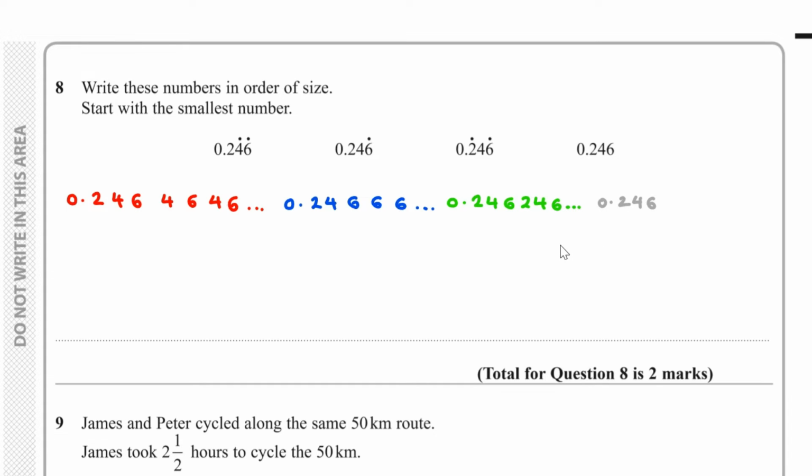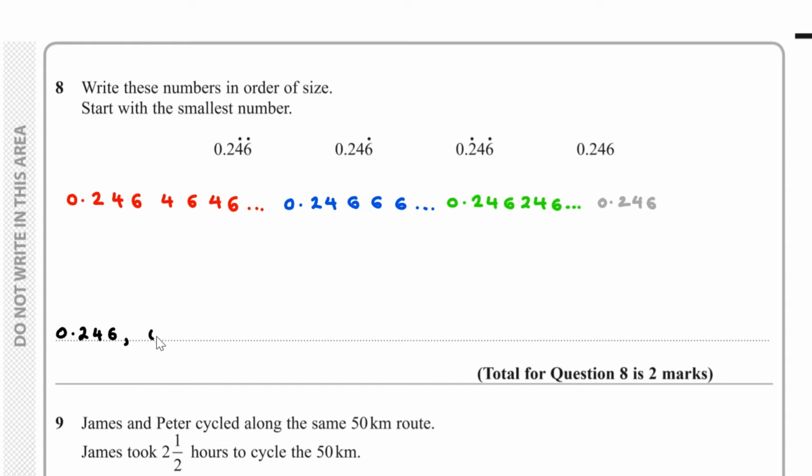So what you can see is this one is the smallest. It terminates after the 6. So we've got 0.246 followed by the 0.246, 246, etc. Of course, the digit after the 6, which is the 2, is the smallest one.